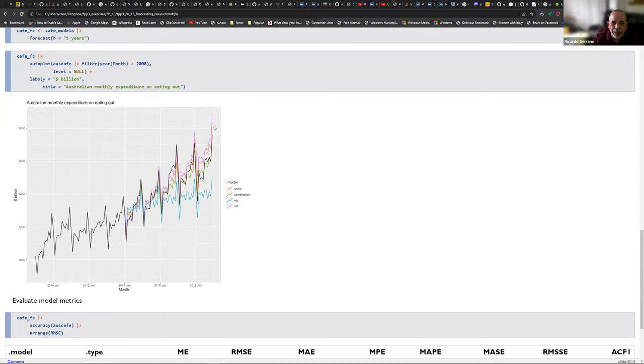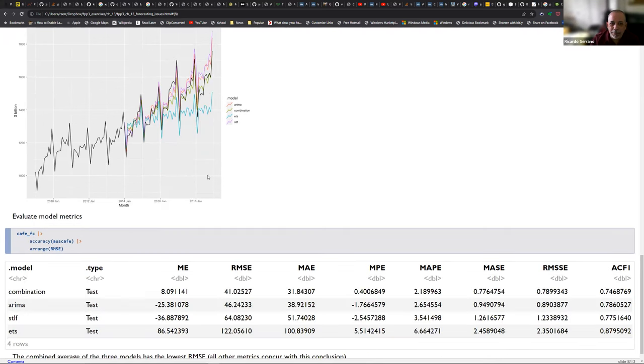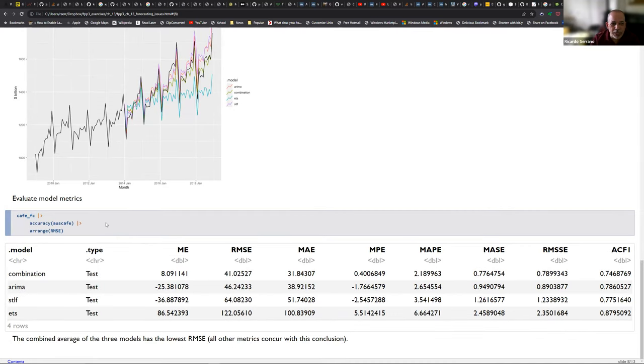So here, if we autoplot all those models with the combination, you see that the combination is the one in green. And the one in green really does very well following the trend and also seasonality of the actual data. Since the visual component could be misleading, you can use the accuracy function, that we have seen many times, and arrange it by RMSE so that the first model shown has the least RMSE. So here you see that the combination of those three, just combining the results of those three models and averaging it, we get the best RMSE. And all of the other metrics also agree with the conclusion that the combination is the best model.